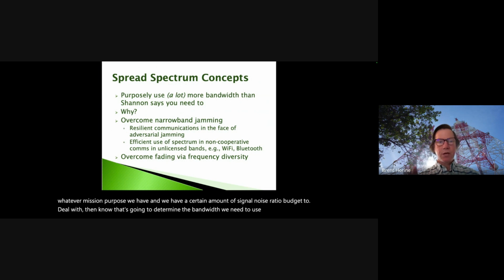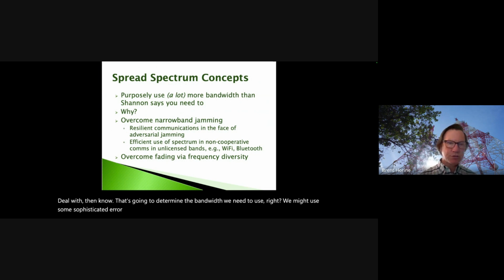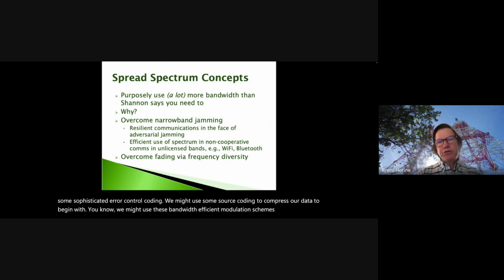We might use some sophisticated error control coding. We might use some source coding to compress our data to begin with. We might use these bandwidth efficient modulation schemes. We're going to use all these tools that we have to normally send that data rate using the minimum bandwidth possible.